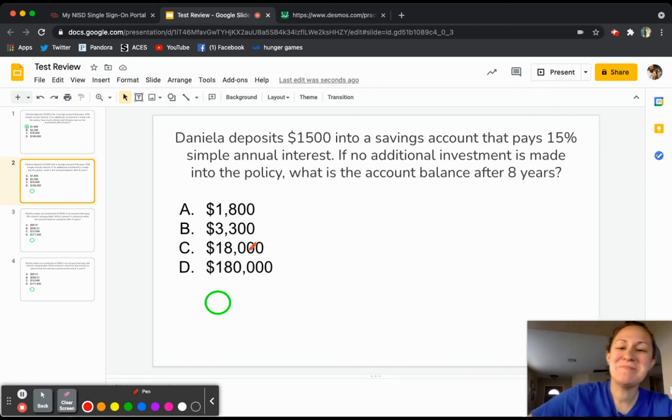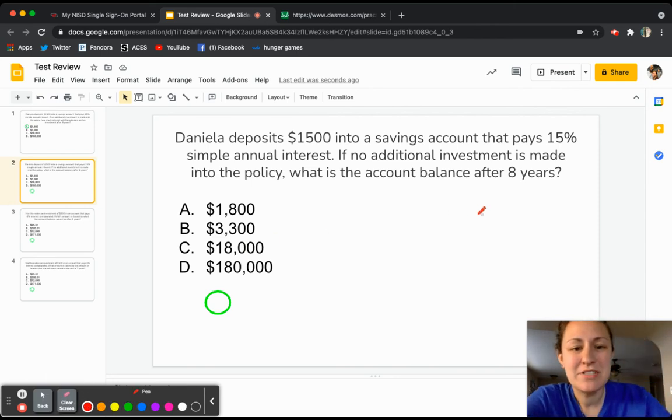Okay, so we're going to do one more simple interest. A lot of the numbers are going to be the same, but you're going to see a little bit of a difference in our question. Okay, so again, we're going to read this, and I'm going to start circling it as we go.